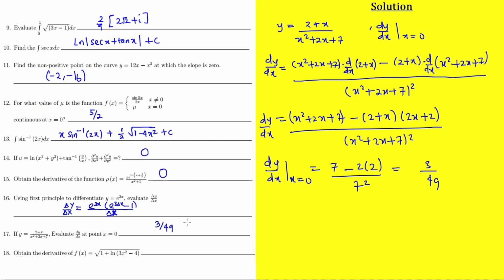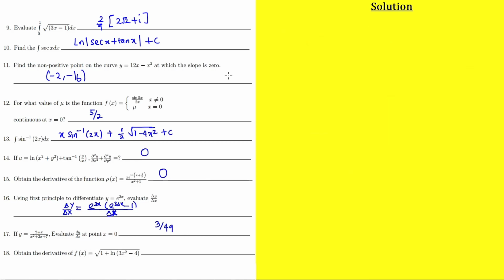And the last question for today, oh, not the last question, we still have 2 more questions left. So question 18, there we are asked to find the derivative of the square root of 1 plus ln 3x squared minus 4. So here we are given our f of x to be equal to the square root of 1 plus ln 3x squared minus 4.